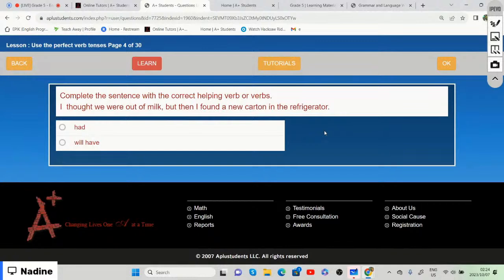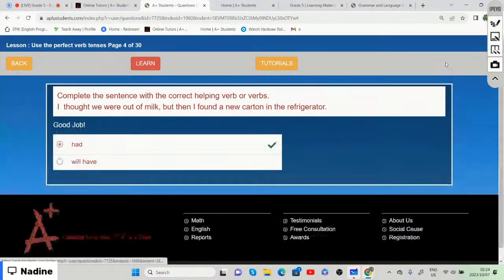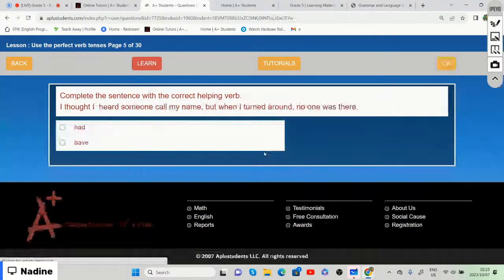All right, so if we choose the correct helping verb to complete the sentence, we will say, I had thought we were out of milk, but then I found a new carton in the refrigerator. So had is correct. So well done. Good job.